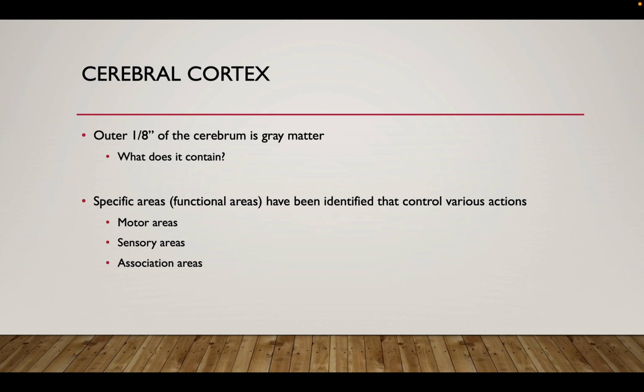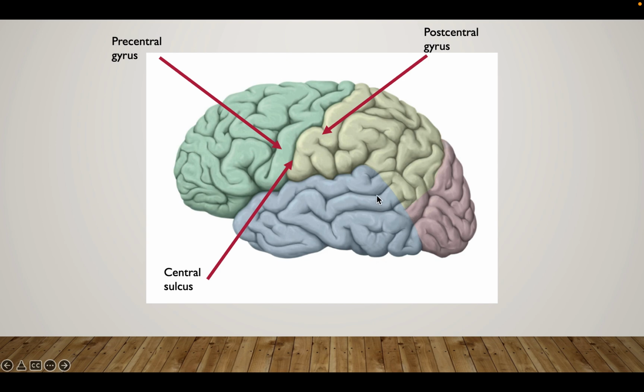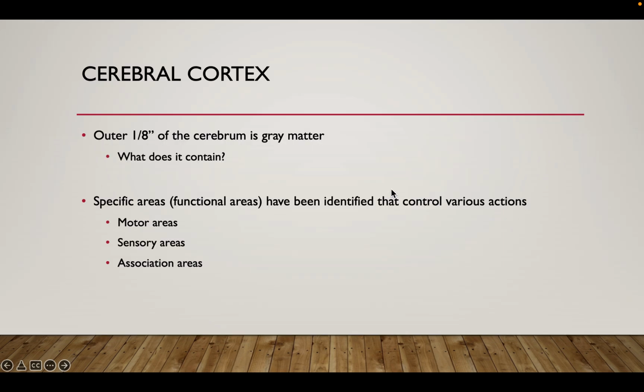So when we look at our brain from a section, if we take a section of it, roughly the outer eighth of an inch to the outer quarter of an inch of this cerebrum, so all what we can see here is cerebrum, it's known as the cerebral cortex. Cortex meaning kind of the outer aspect of it. Now, when we take a section of the brain and you look at it from maybe a coronal or frontal section, this outer aspect contains all gray matter.